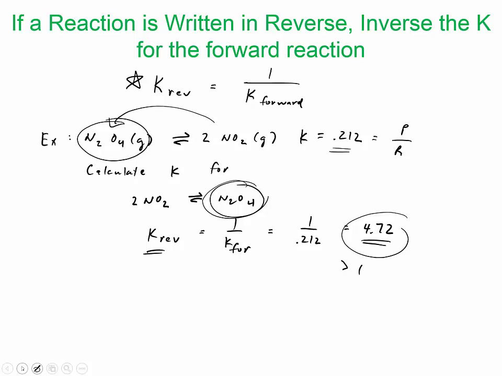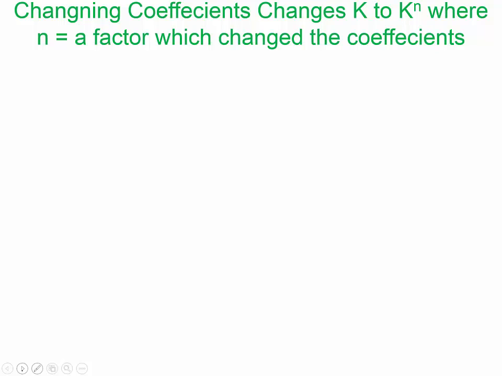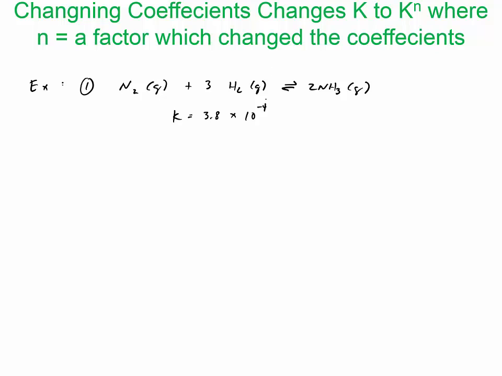So our next way is, if you change the coefficients, then you raise the K value to the exponent of whatever you changed the coefficients by. This is better shown with a quick example. So if we have the following reaction, with K equal to 3.8 times 10 to the fourth, and let's say we have this reaction. So it's the same thing, but the coefficients have changed.